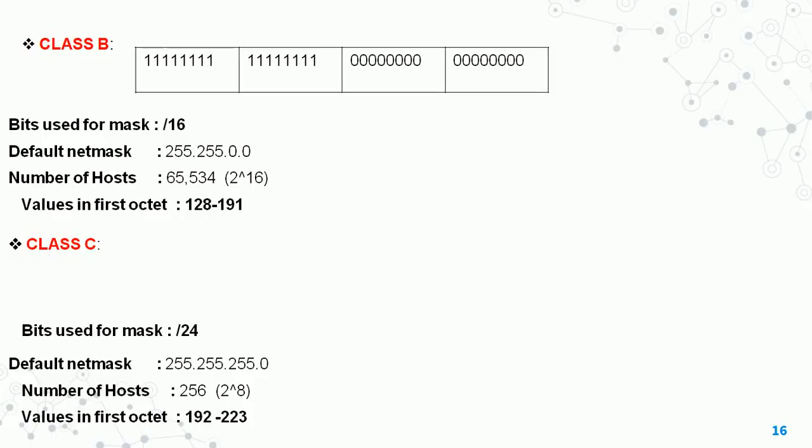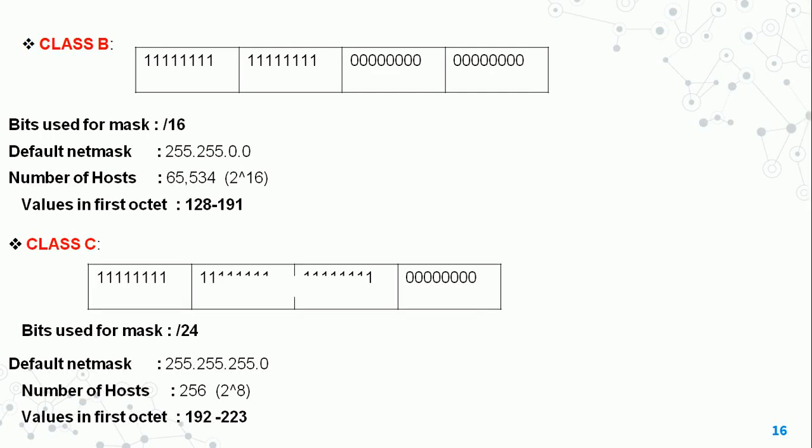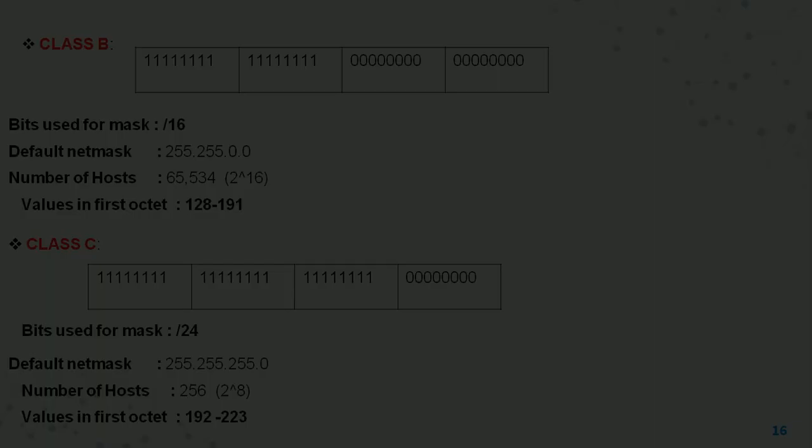Class B. The default net mask is 255.255.0.0. The number of hosts is 2 power 16. The values start from 128 to 191. Class C. The default net mask is 255.255.255.0. The number of hosts is 2 power 8. The values start from 192 to 223.